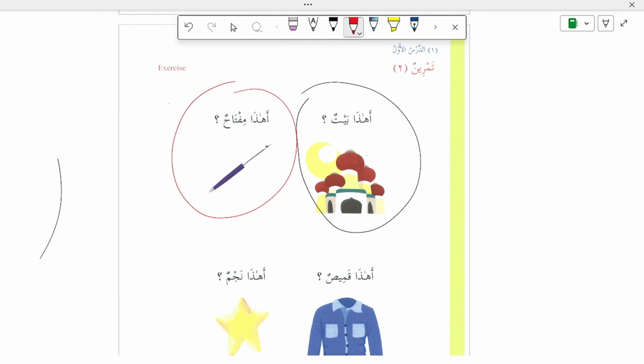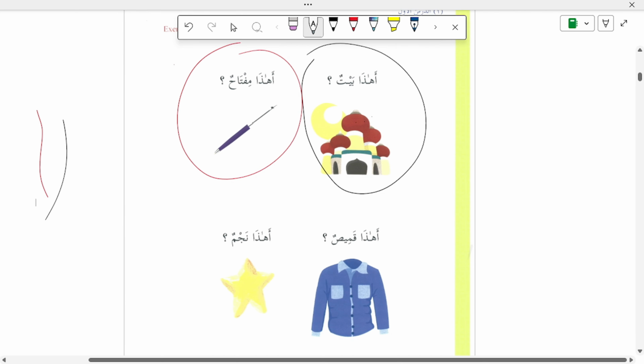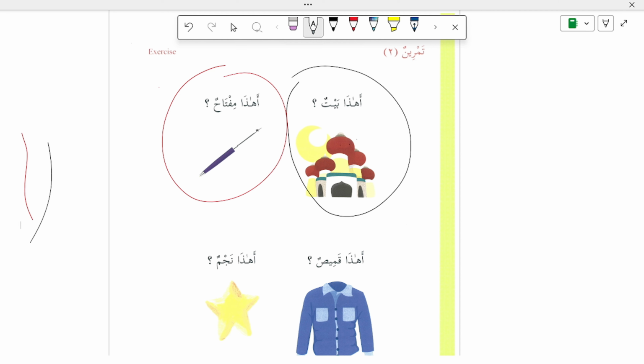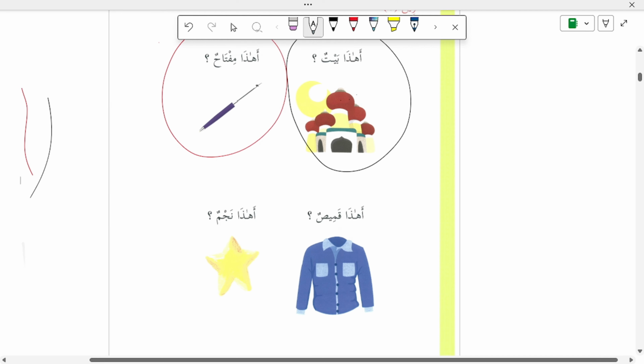Next is Ahaza Miftahun. هذا I think هذا قلم. First follow the pattern like he explained in the lesson. First say la. If something is not correct, start with the particle la, not. Then give the correct answer. La haza... maybe it could be that هذا قلم. Yeah, la haza qalam, exactly.